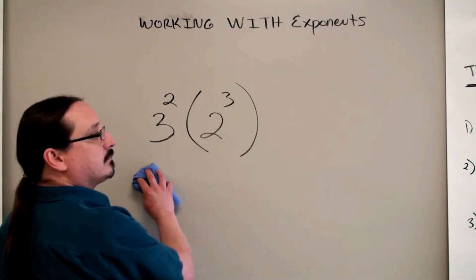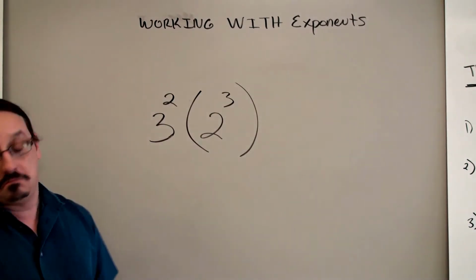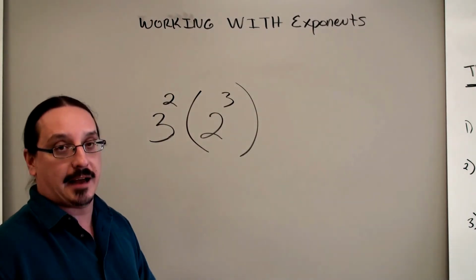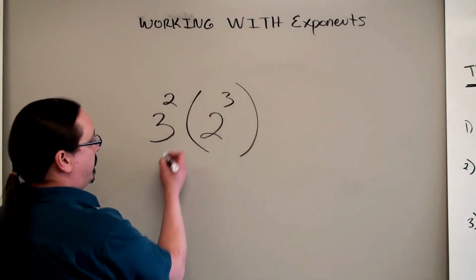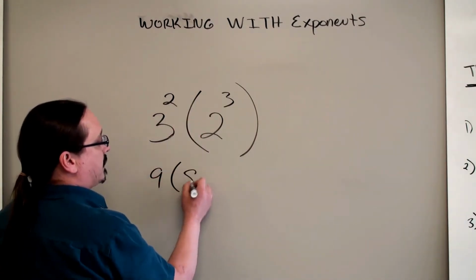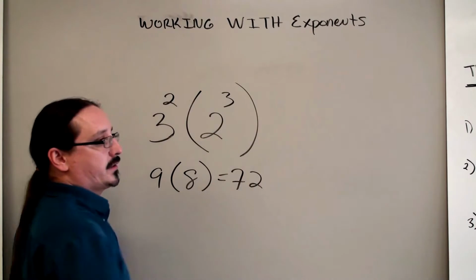So in this one, how would you solve that then? With this one, we would just have to work out the exponents. 3 squared is 9. We're multiplying this by 8, and it's 72.